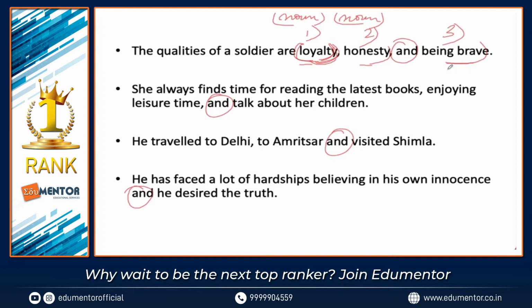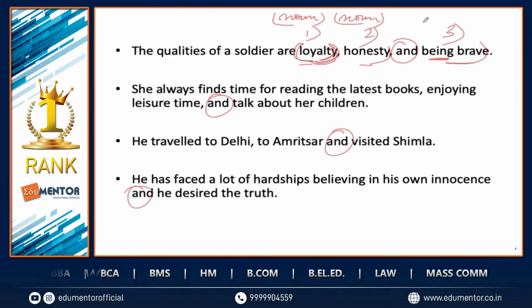Coming to the last and the final clause of this sentence, the quality of a soldier is being brave. So being brave, not only do we have a different part of speech, we also have this being. So being, for now, we are calling it the ing form of verb. So we have a combination of ing form of verb plus brave. Brave, this is an adjective. So we have 3 clauses. The first clause, it is a noun. The second clause, it is again a noun. The third clause, it is a combination of ing plus adjective.